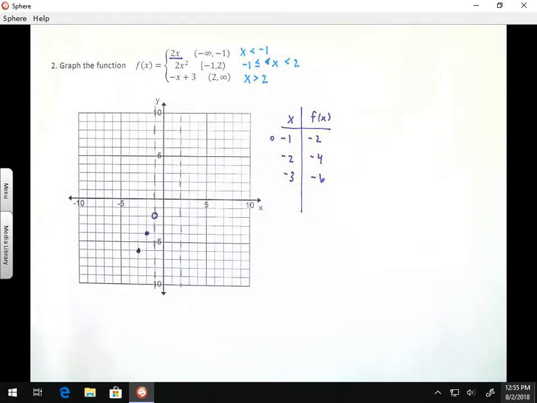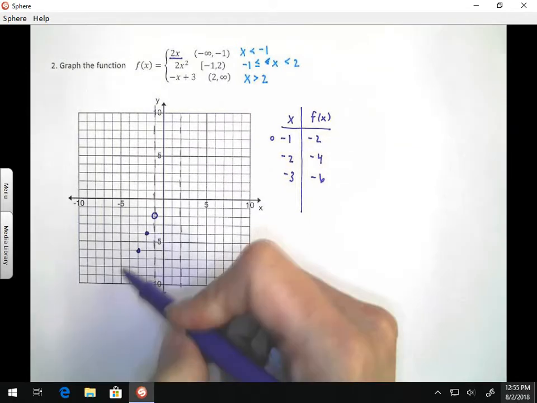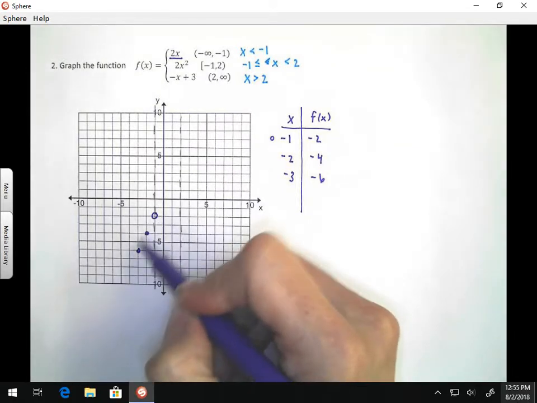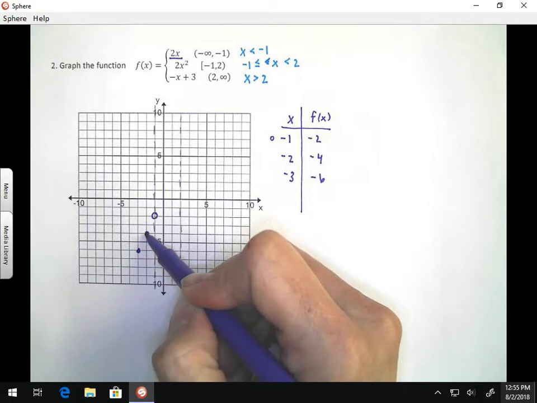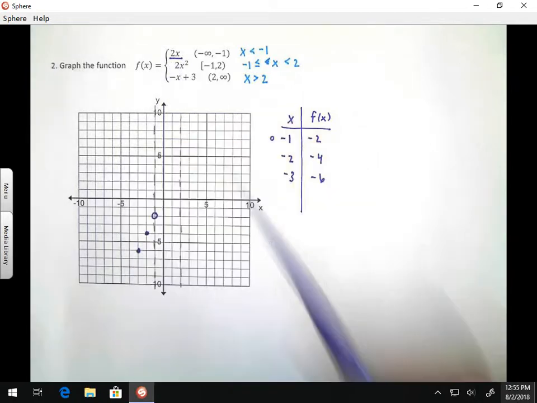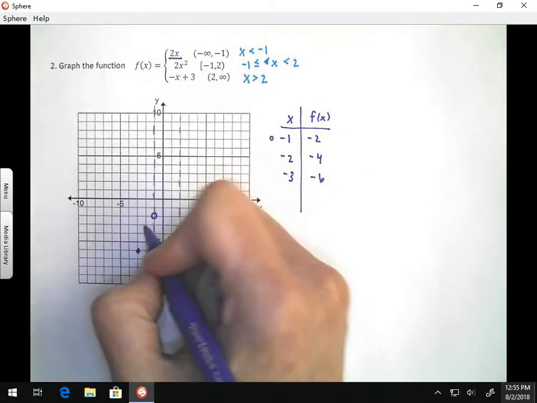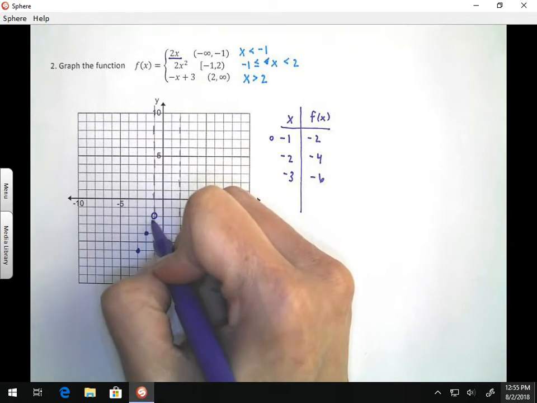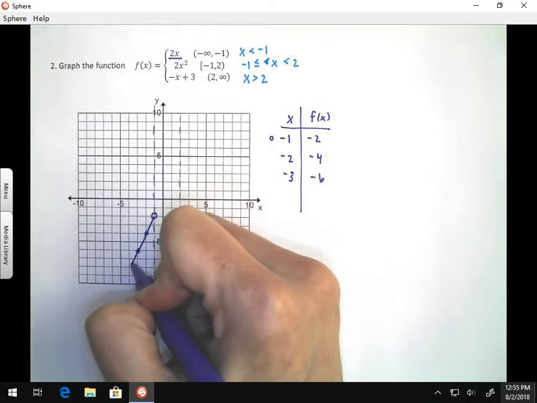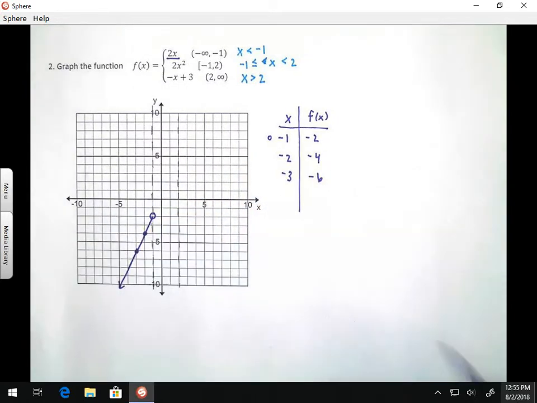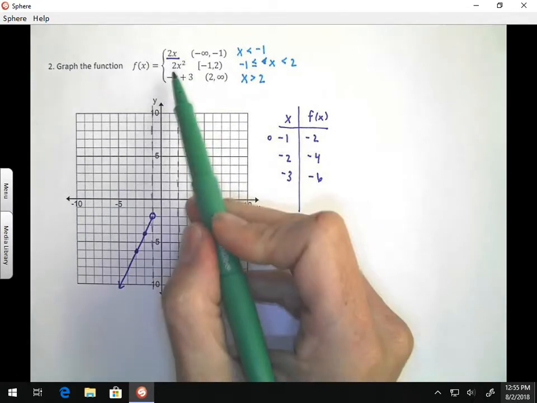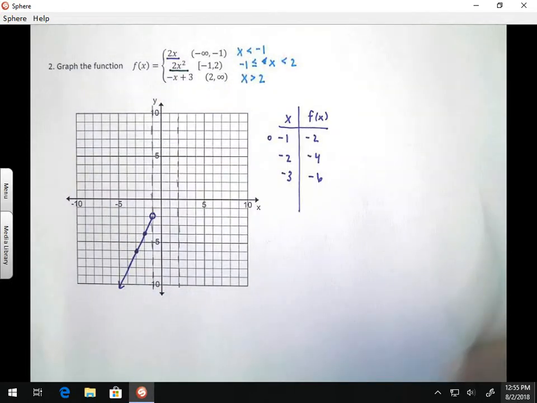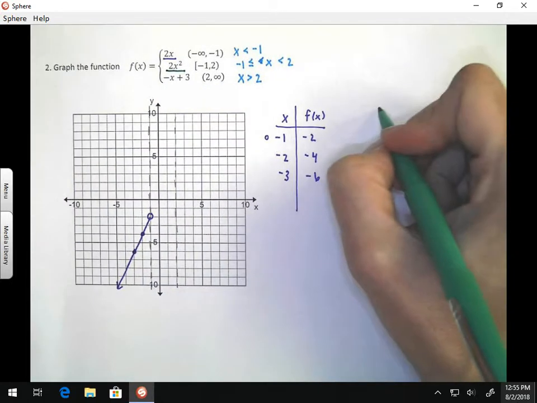Okay, and again, I'm just doing a quick check. This makes sense to me. I know I have a line with a positive slope. My rise is 2 over my run, which is 1, which gives me a slope of 2. So that makes sense. So I'll connect these. And we've got our first piece of the function. Our second one is going to have that parabola shape.